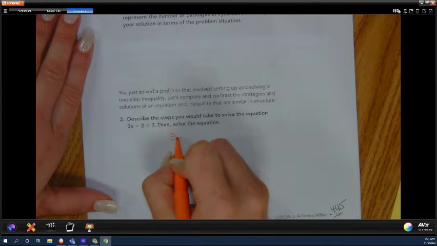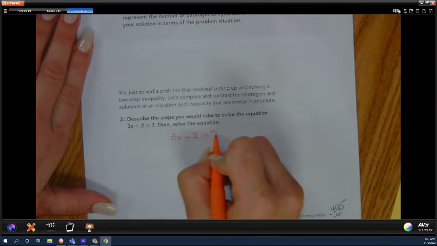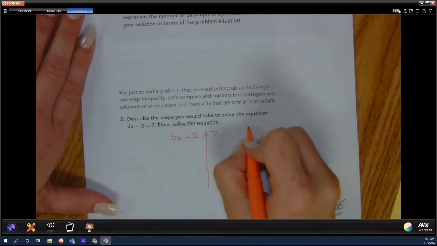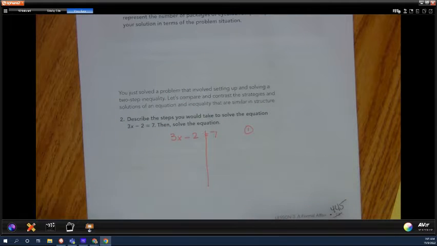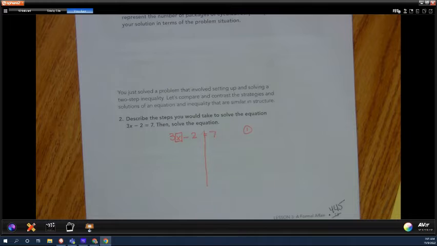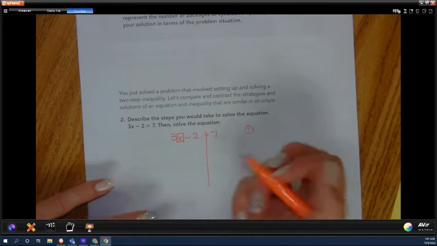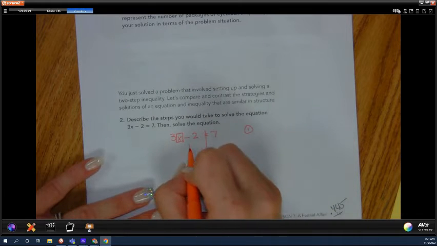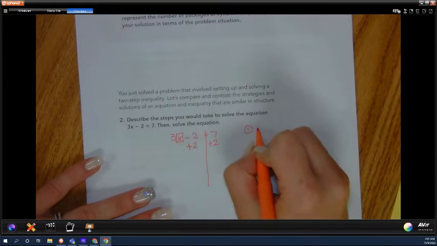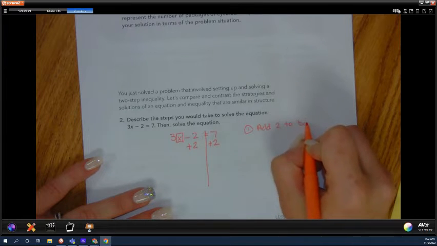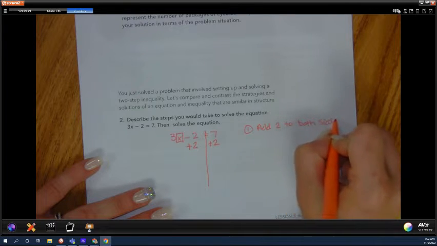All right, so I'm going to rewrite my equation right here, equals 7. And as I do each individual step, I'm going to tell you the steps over here off to the side. Okay, well, my goal is to isolate x. I want x by itself on one side. So I'm going to do the opposite of what I see. So right now I am subtracting 2 from the x, so I'm going to add 2 to both sides. So my first step is add 2 to both sides.